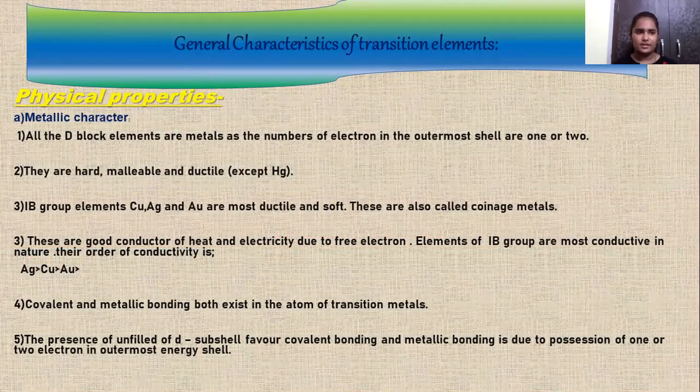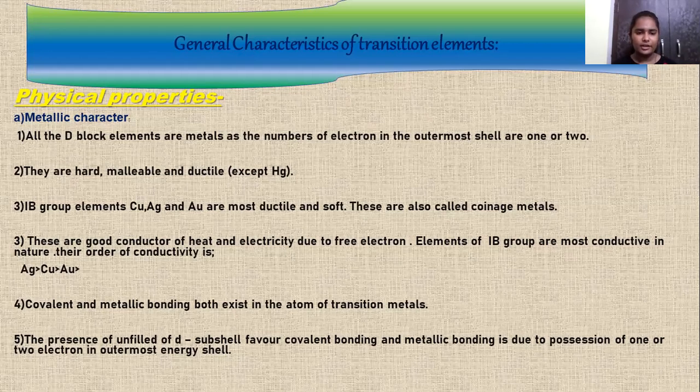General characteristics, physical properties. First, metallic character. All the D block elements are metals as the number of electrons in the outermost shell is 1 or 2. They are hard, malleable and ductile except mercury, because mercury is in liquid state. IB group elements such as Cu, Ag and Au are most ductile and soft. These are also called coinage metals.